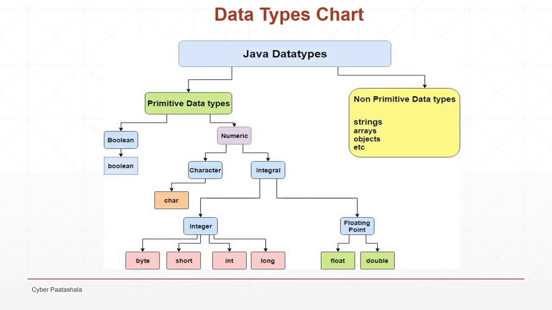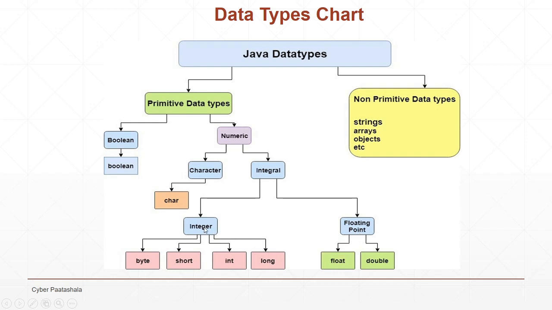Here we have a complete data types chart. Under Java data types we have primitive data types and non-primitive data types. Again under primitive data types we have two types, boolean type and numeric type. Under boolean type we have boolean variables, and under numeric type we have character type and integral type. Under character type we have the char variable, and under integral type we have two more types, integer type and floating point type.